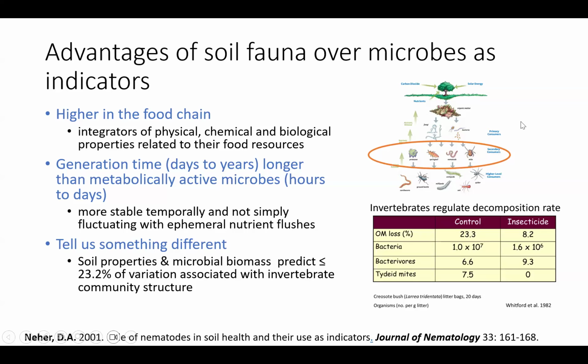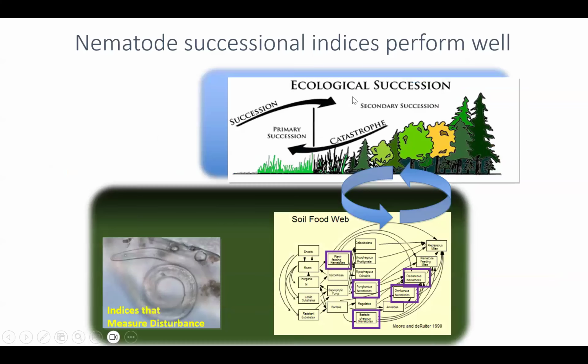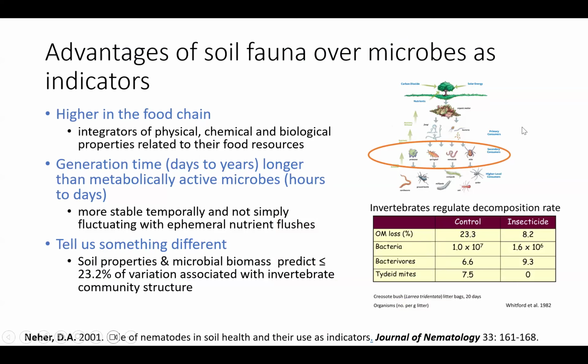We've been talking solely today about the primary decomposers, which is bacteria and fungi, but this group are the ones that feed on or are predators of those bacteria and fungi. So it gets us more at a predator-prey thing, higher in there. The generation time of these organisms is a little bit longer, more like days to years, where microbes can reproduce within hours and days. So it's a little bit more stable temporally and not just an ephemeral response.